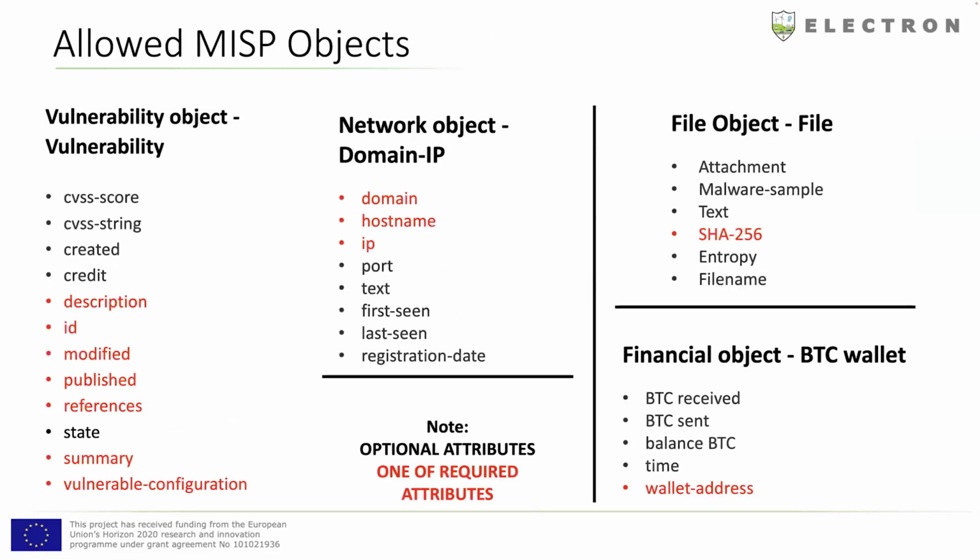Regarding the types of objects that we currently analyze, at least on the Electron project, we can use and analyze, as I say, vulnerability objects, putting in red the ones that are required, and the others that are in black are optional. Then regarding IOCs related to IP addresses, we can also use, encrypt, analyze, and share file objects. And since we want to cover critical infrastructure types, not only the electrical ones but also the financial sector, we can also use and analyze financial objects such as BTC wallets and other information.